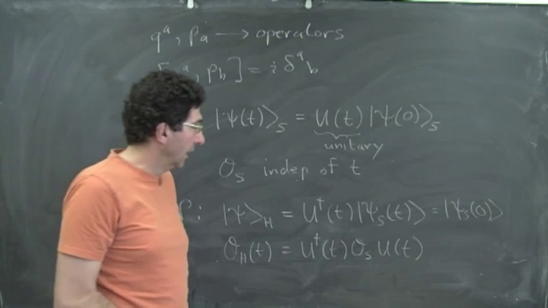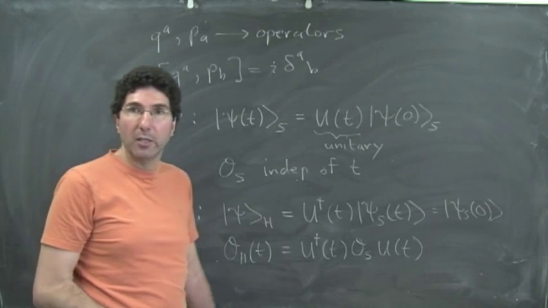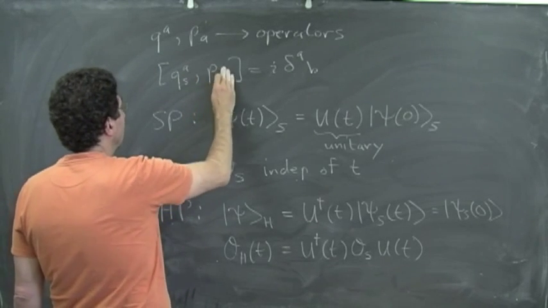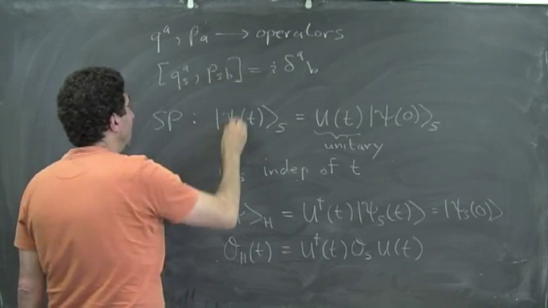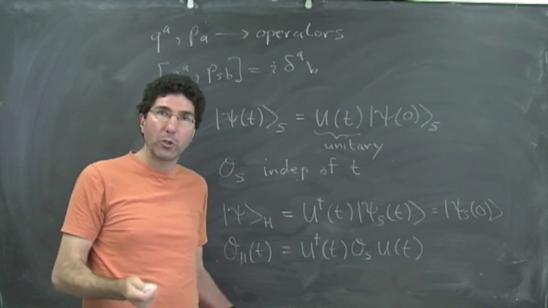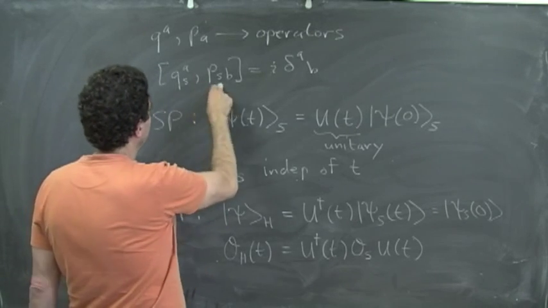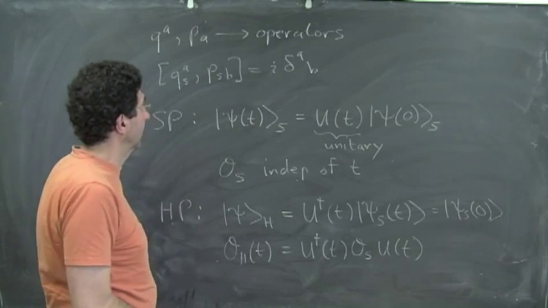So now let's go back. What does that mean for our commutation relations? The way you're used to seeing the commutation relations is in the Schrödinger picture. In the Schrödinger picture, they're good old honest p's and q's. They don't change with time, and if you compute their commutator, it is just a delta function.